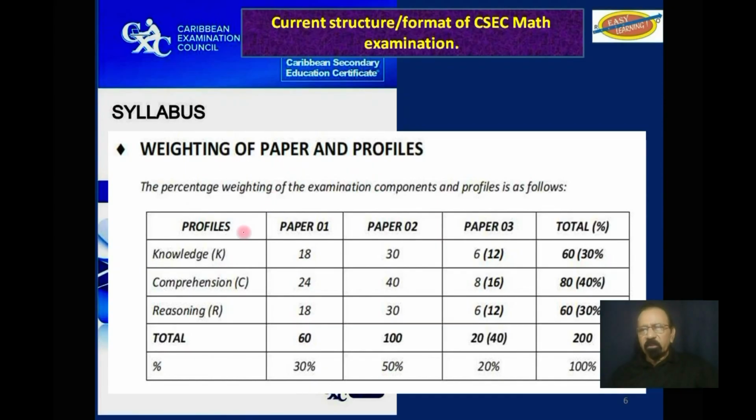In terms of marks, paper 1, 60 multiple choice questions, 60 marks, carries 30% of your final grade. Paper 2, 100 marks from those 10 structured questions, carries 50% of your final grade. And paper 3, 40 marks, eventually carries 20% of your final grade.